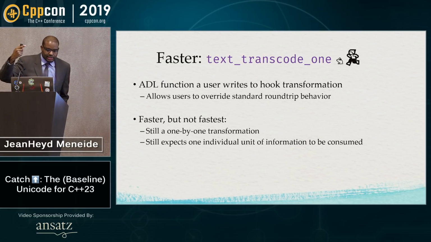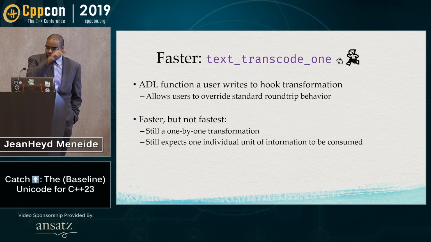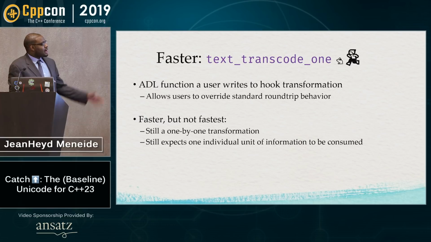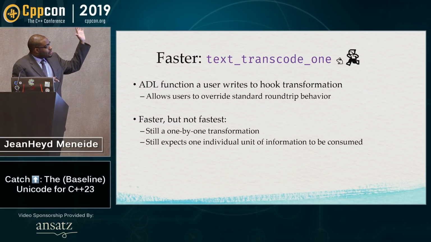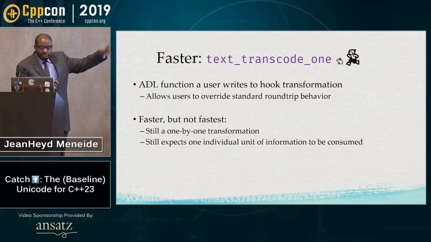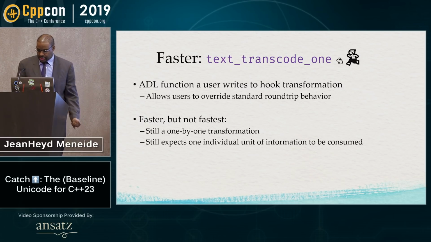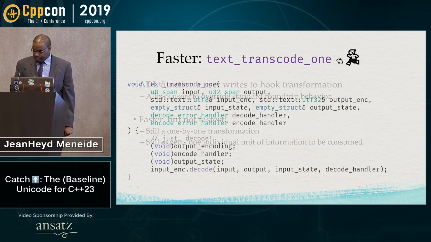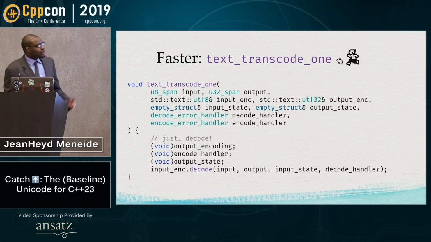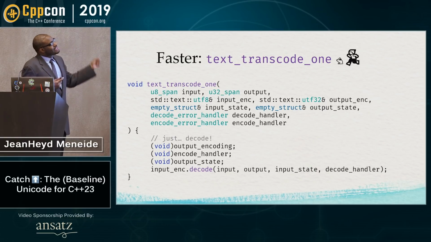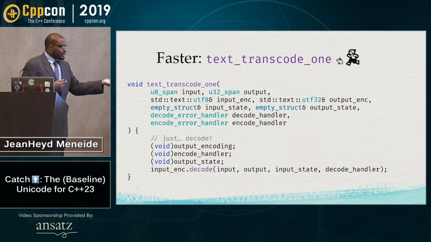The idea is that the standard will always look for your version of TextTranscode1 to do this one-by-one transcoding. By doing that, you're allowed to hook the implementation with this very simple function to get the job done. Now, it doesn't necessarily look all that pretty. There's a lot of information coming in here, right? So you need to have the input, the output, the input encoding, the output encoding, output state, decoder, encoder.